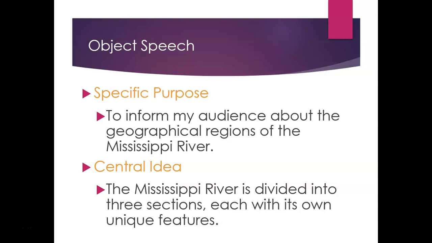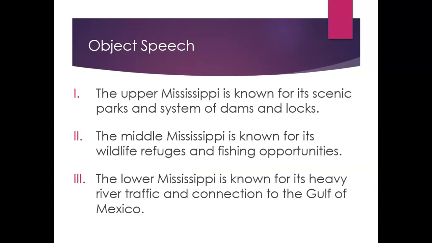And here you can see, as it discusses the three sections and its features, you know that the next step would be to figure out those main points. Therefore, with those three sections noted, we know that there will be three main points. So the first one talking about the upper Mississippi, the second one the middle, and the third the lower.